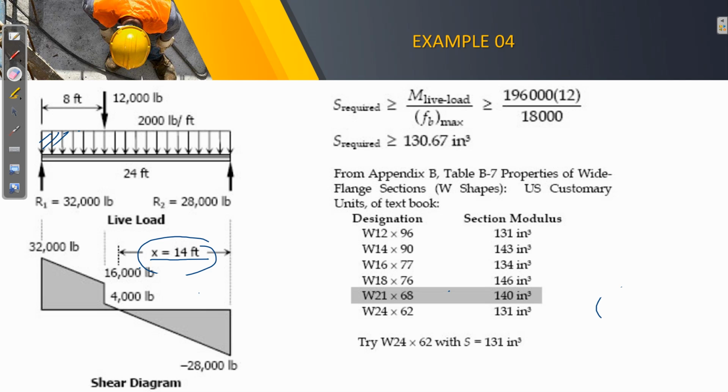So choosing the second to the lightest. Say the lightest is 62, but it has only a slight difference to the required S. So we wanted to check this one first. So the first thing to check is the S.